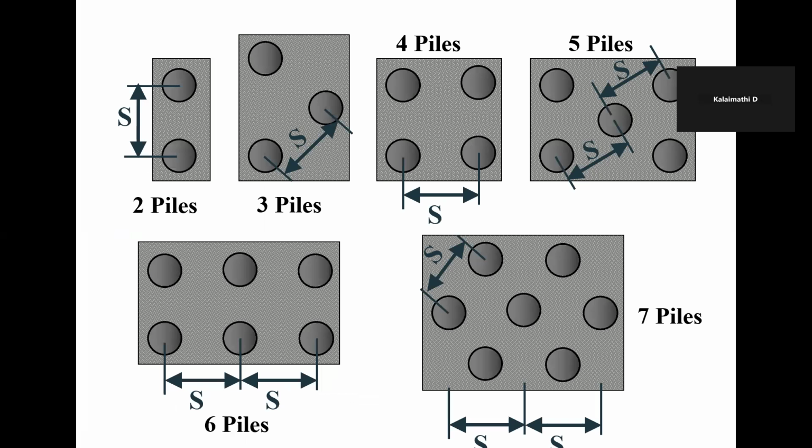See, in this slide, S denotes the spacing of piles, that is center to center distance of each pile. For 2 pile, 3 pile, 4 pile, 5 pile, and n pile, how the spacing is provided and how the piles are placed. This is the technique behind the pile spacing and placing.